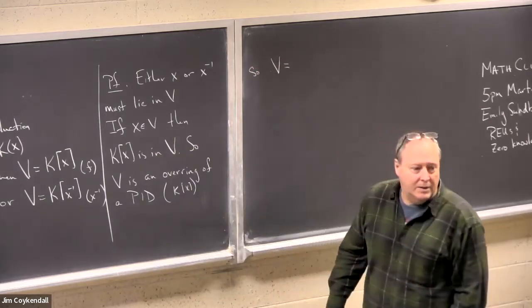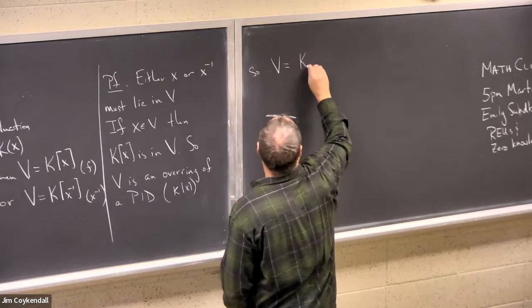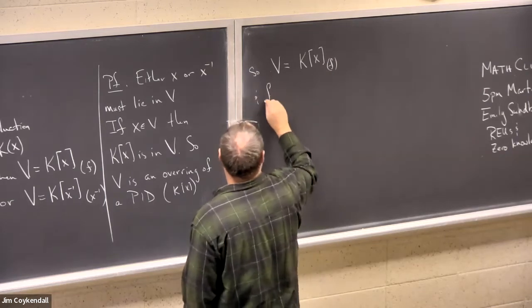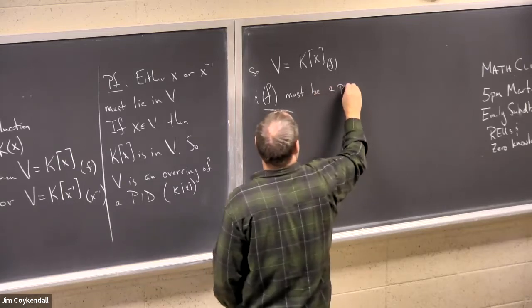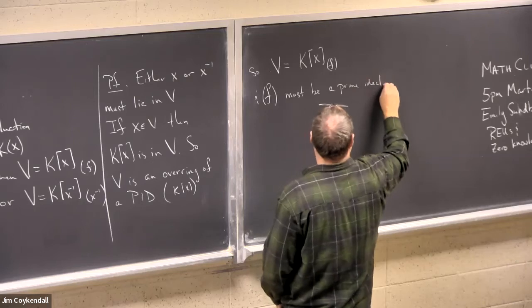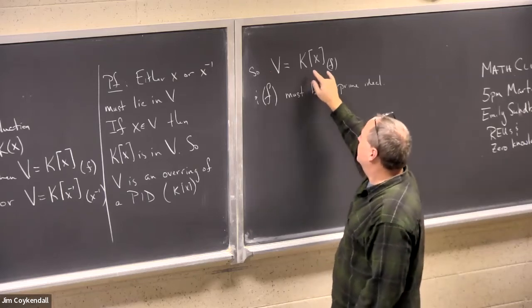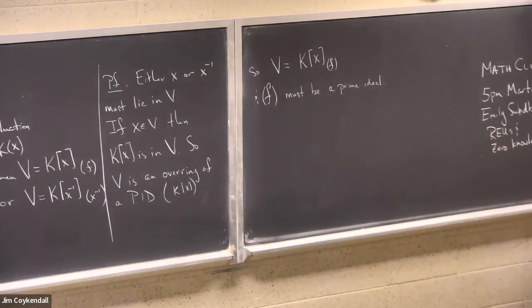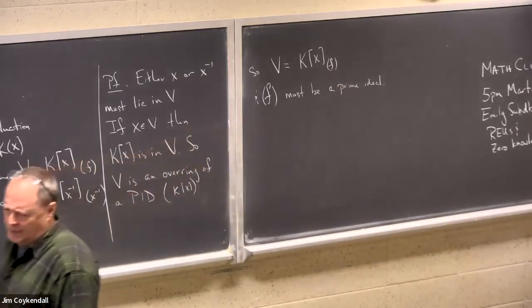Remember, we actually did a problem, didn't we, that every overring of a PID is a localization. So V is K[X] localized at F. Because remember, when you localize, your localization must be an overring of the PID, and its localization only has one maximal ideal, namely whatever the appropriate F is. So we've got that part done.